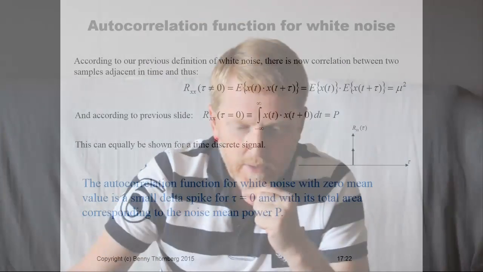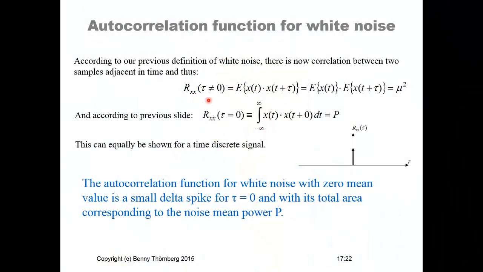So let me now remind you about the definition of white noise. It was that two data samples adjacent in time are completely statistically independent. And from this definition we can develop and analyze how the autocorrelation function will look for white noise. We will divide this analysis into two cases. Firstly, tau is separate from 0, and in the second case tau is equal to 0.